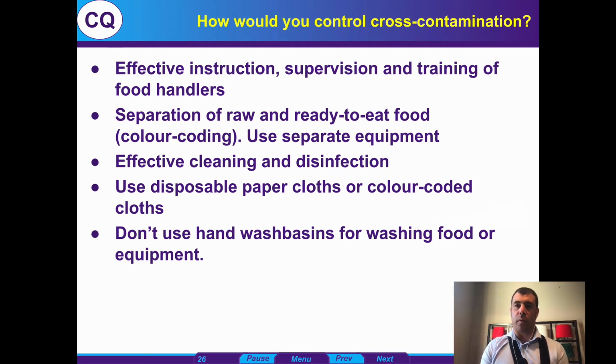So how would you control cross-contamination? Well, first of all, the most efficient thing is to provide effective instruction, supervision, and training of food handlers. You also need to separate raw and ready-to-eat food. You should also use color coding.